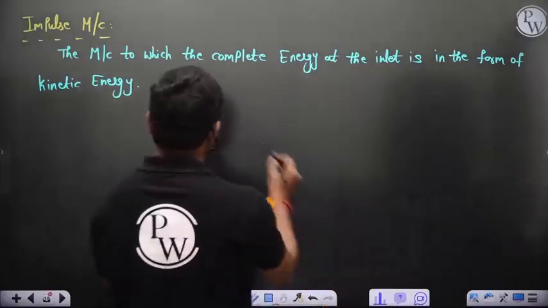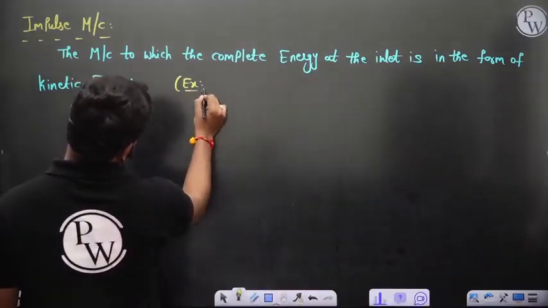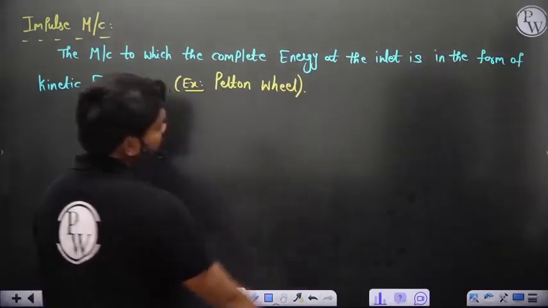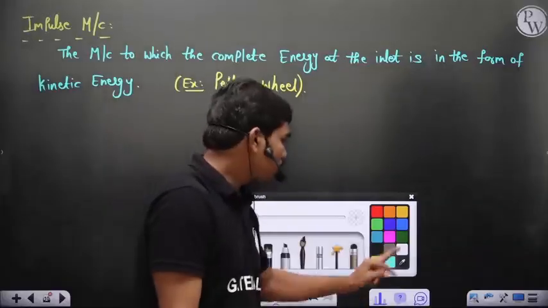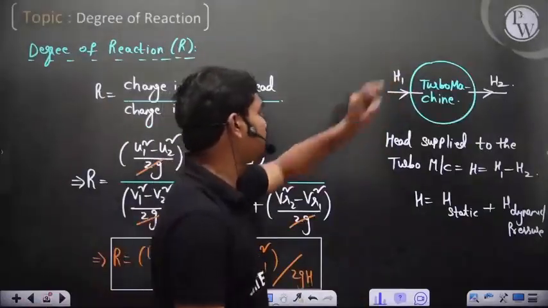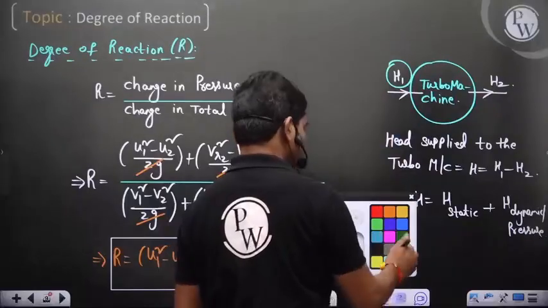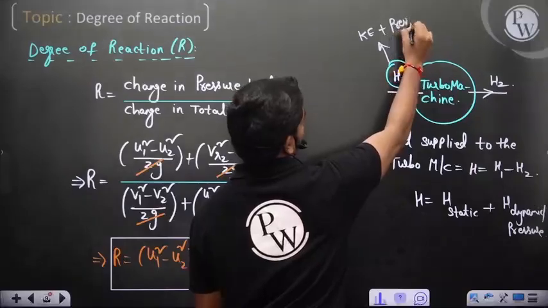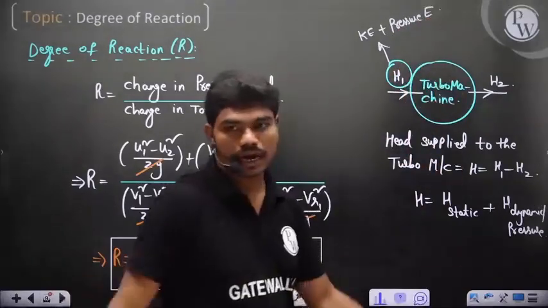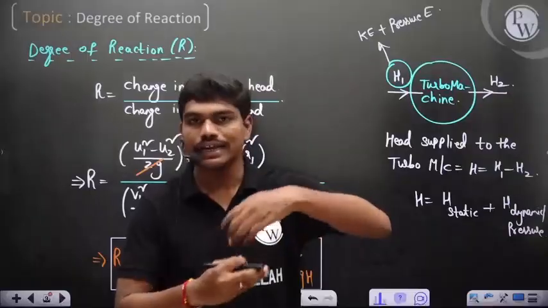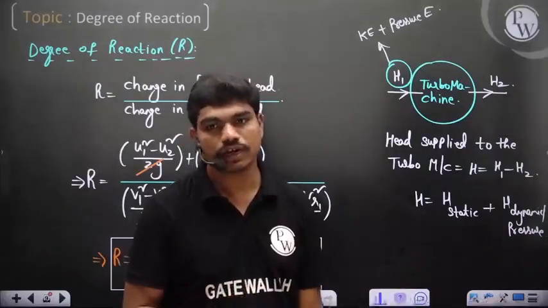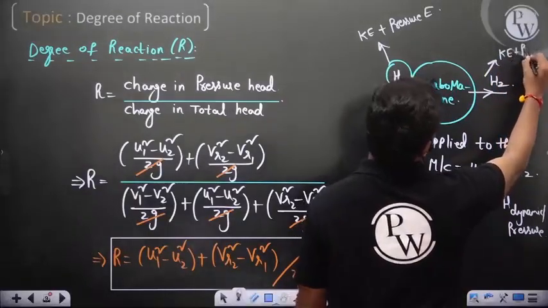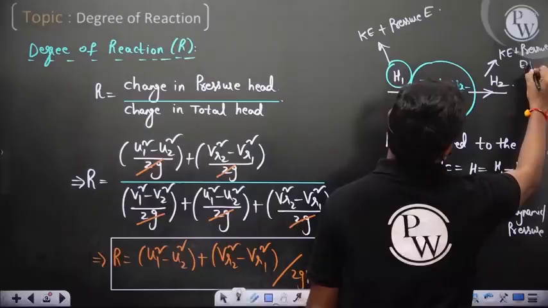Let's see what happens here. Normally when the fluid is entering, in this H1 there are two types of energy available, kinetic and also pressure energy. As this fluid moves in this turbo machine, some part of kinetic energy gets converted to work, some part of pressure energy gets converted to work, and finally when the fluid is coming out, the fluid has kinetic and also pressure energy.